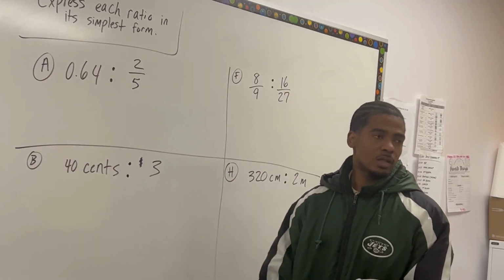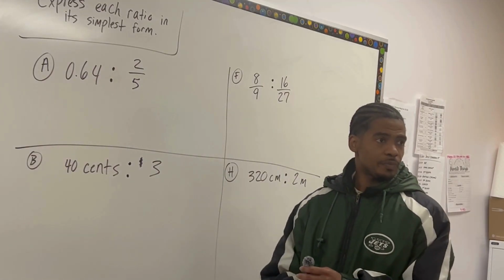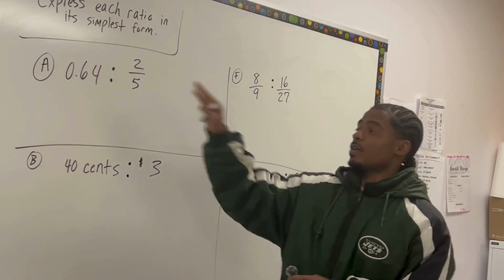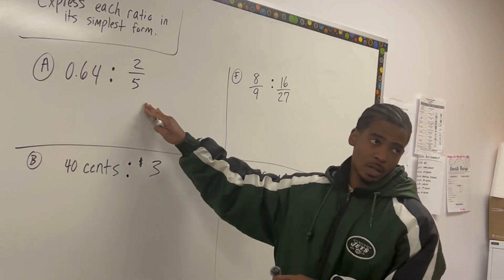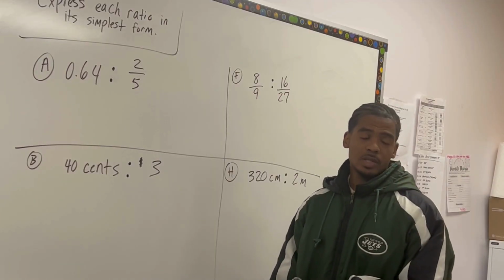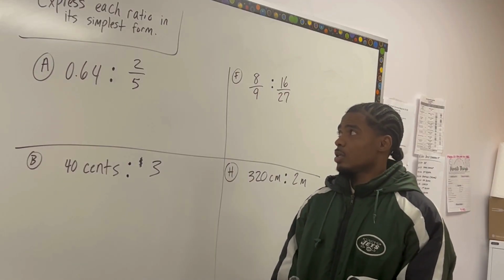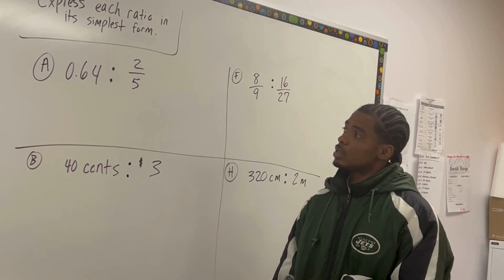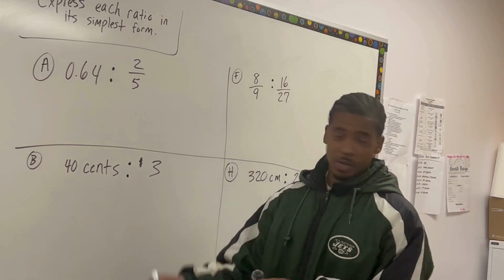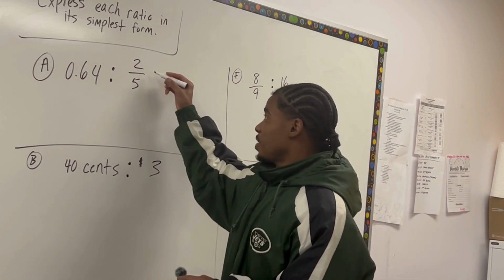Go ahead. Convert the 64 over 100. I would, instead of converting this one, probably convert the fraction to a decimal. Yeah, you can say it. So 5 times 20, which is 100, and 2 times 20, which equals 40. So it's 40 over 100.